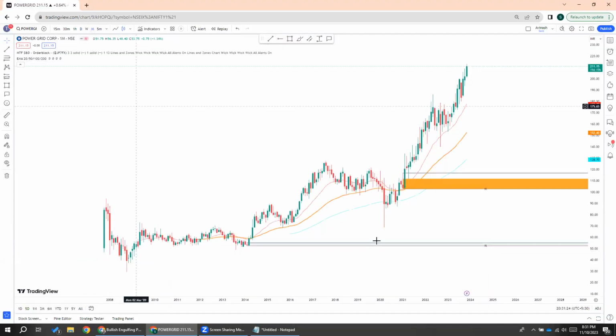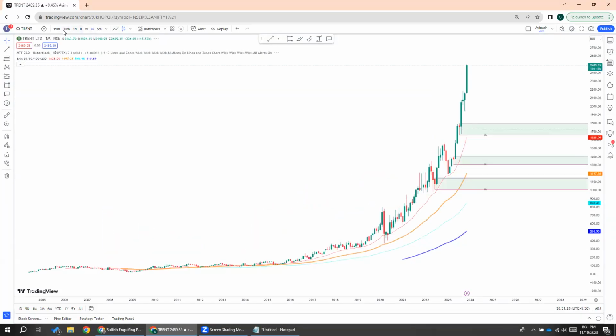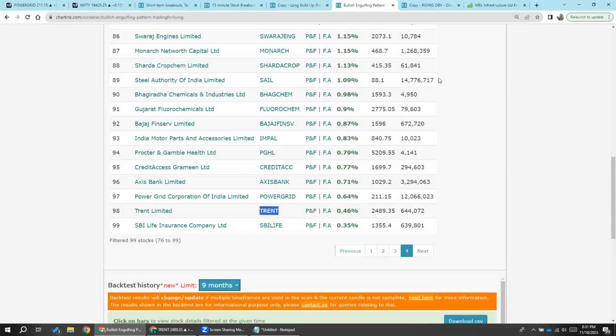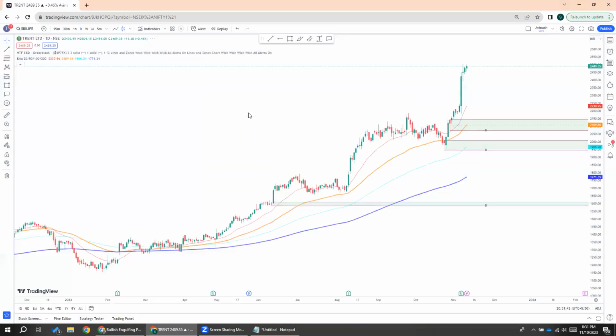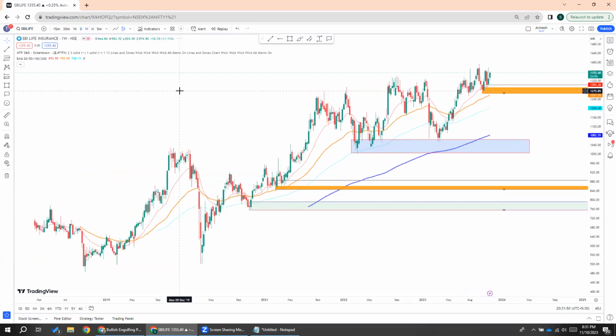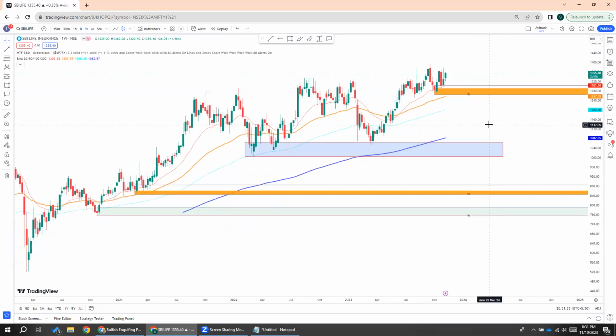Wow, going super. Last one, SPI. Slowly, steadily, it is picking up momentum. Let's see. If it breaks this level, it is very likely that it will reach 1500 or so.